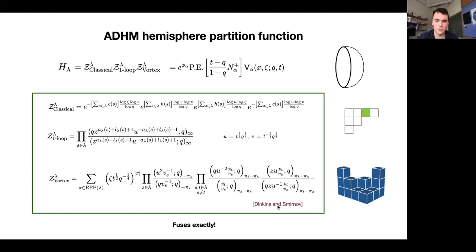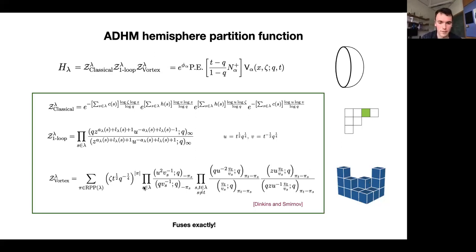I'm not going to go through it today, but we've checked that these hemisphere partition functions fuse exactly to twisted indices, 3-sphere partition functions, and the superconformal index of the ADHM theory. I should say as well that this vortex sum we showed is a sum over reverse plane partitions. So a reverse plane partition is you take your particular vacuum of interest, lambda, and then you add boxes on top of it to make a 3D partition that gets higher towards the edges of the partition. So this is a reverse plane partition built on top of this partition. And then the vortex numbers correspond to the number of boxes in this reverse plane partition.